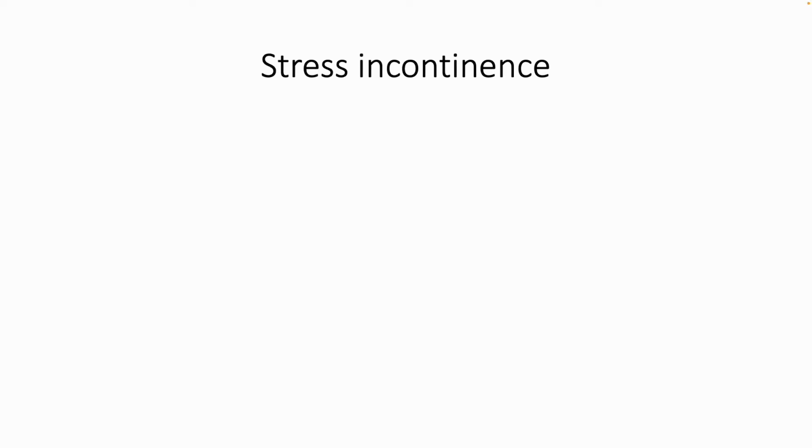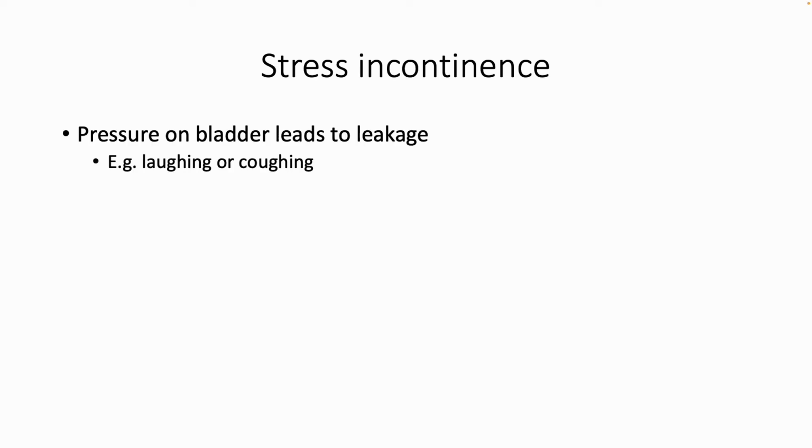The next type of incontinence is stress incontinence. In stress incontinence, you have pressure on the bladder, which leads to leakage. So people will come complaining of peeing after they've laughed or after coughing, and it can be quite embarrassing to them. So it's important that you listen to the history and pick up the clues, which can help you determine which incontinence type it is.